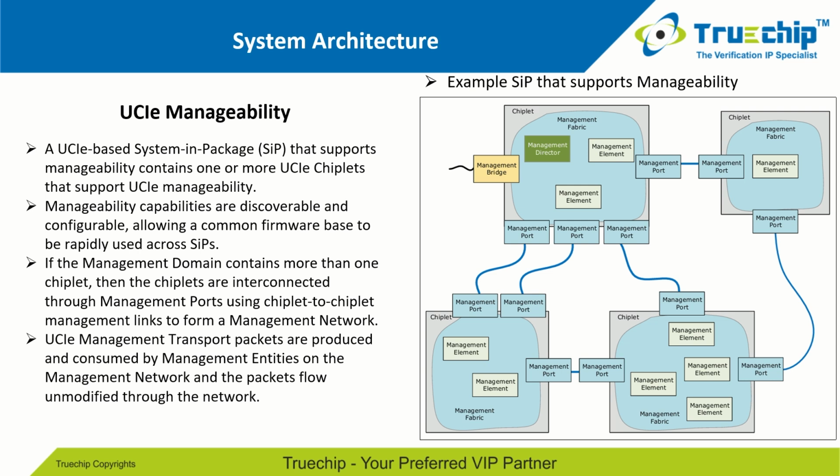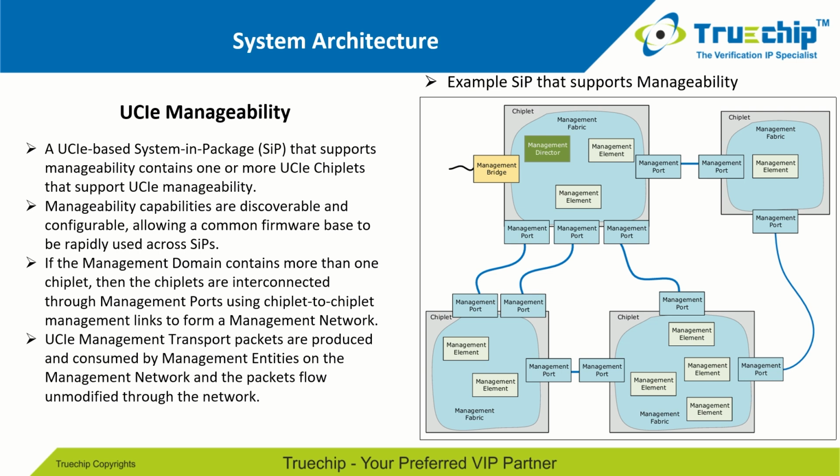across system and packages. If the management domain contains more than one chiplet, then the chiplets are interconnected, as we can see in diagram 2. UCI management transport packets are produced and consumed by management entities on the management network, and the packets flow unmodified through the network.